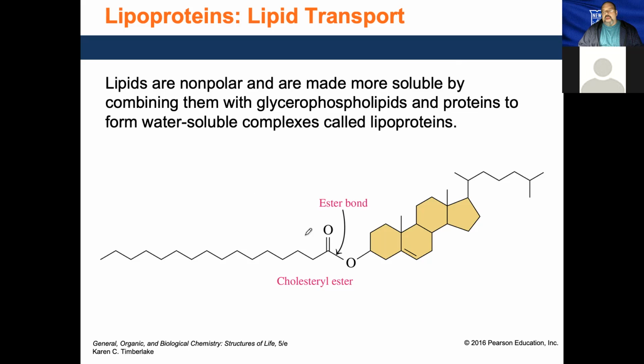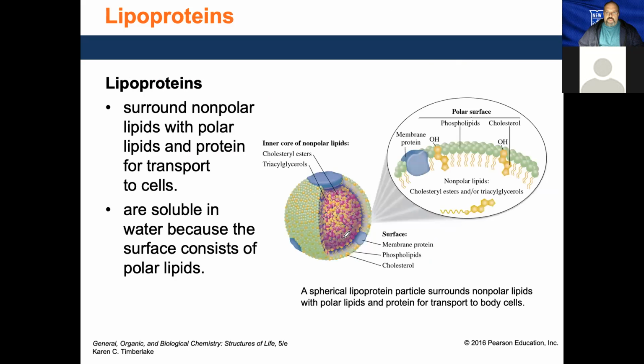So the way that lipids are made more soluble is by combining them with glycerophospholipids and proteins to make water-soluble complexes called lipoproteins. And really, it's in the form of these lipoproteins that lipids are transported through the body. Lipoproteins are spherical particles. You have a polar surface, and then you have an inner core.